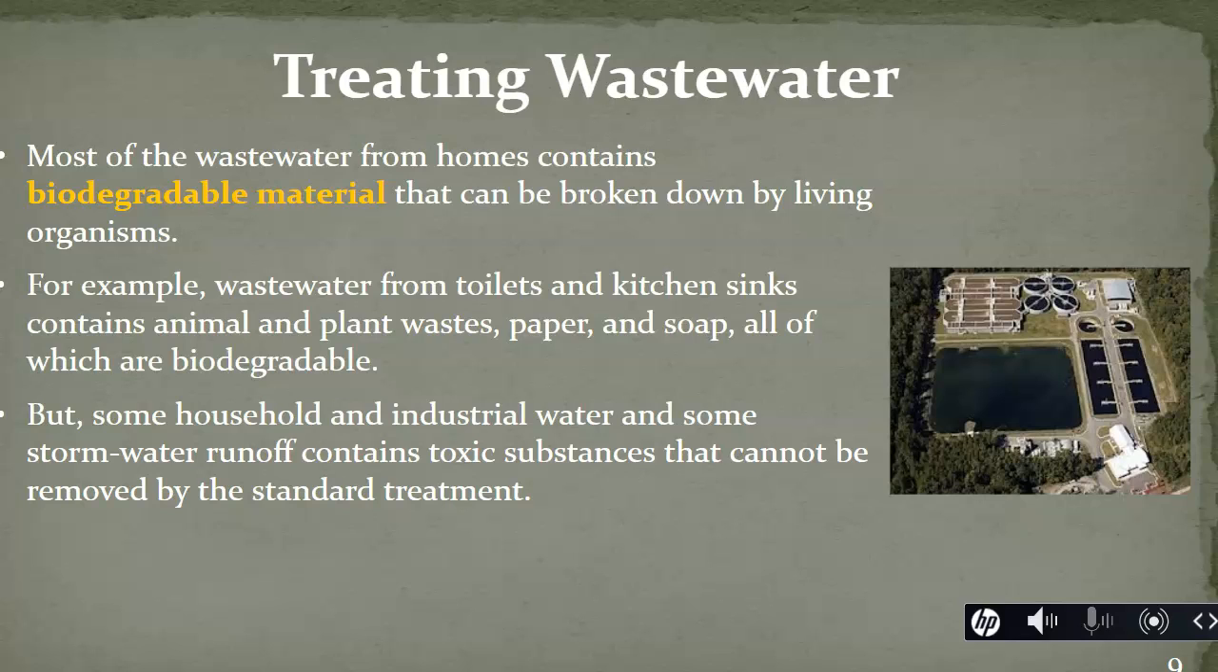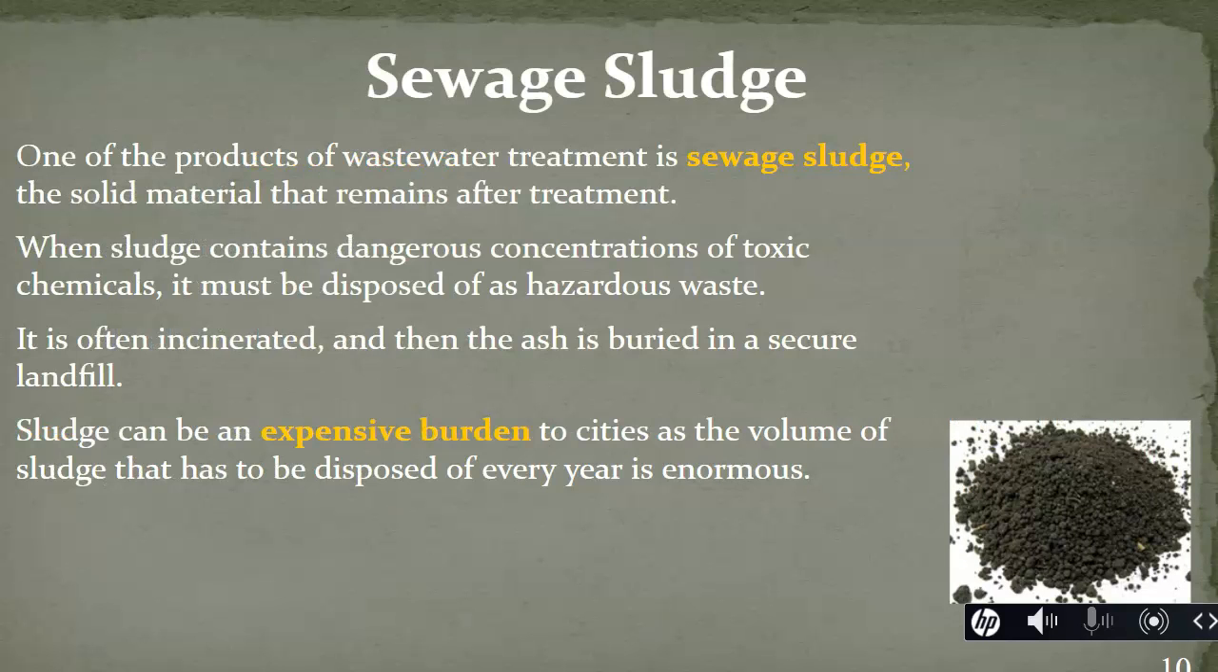Okay? Most of the wastewater that comes from homes contains biodegradable material, so it can be broken down by a living organism. So wastewater from toilets, your bodily fluids and kitchen sinks contain animal and plant waste, paper, soap, all of those things are biodegradable. Some household industrial water, though, and some stormwater runoff contains toxic substances that can't be. So if you start pouring bleach in your water or things like that, those things are going to be toxic. If I start pouring ammonium and stuff in my water.